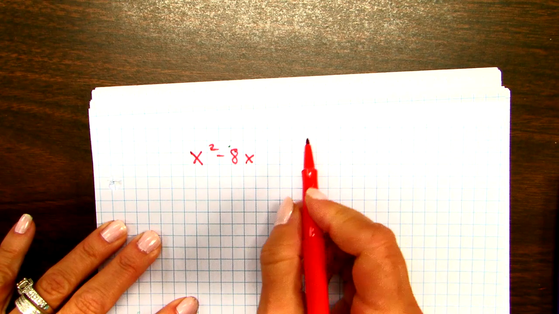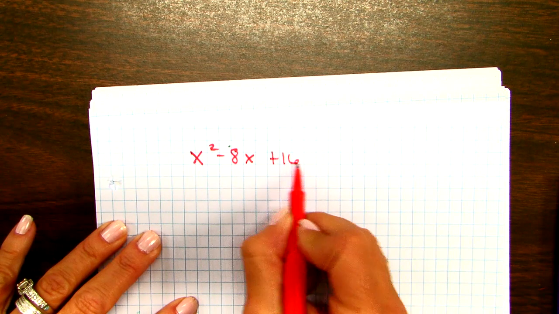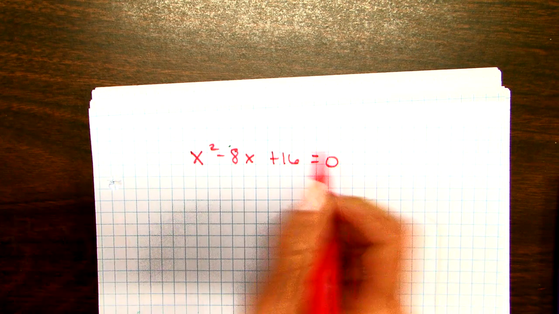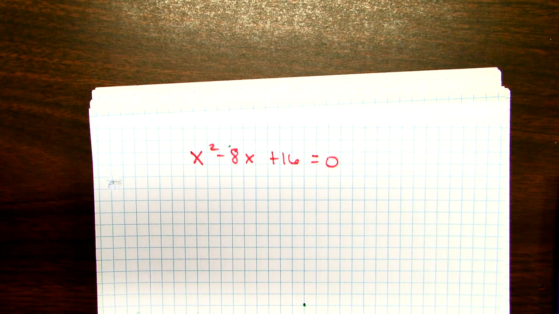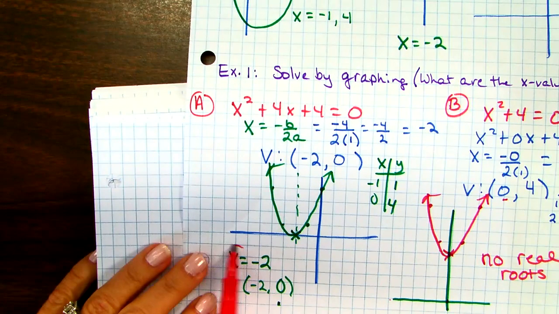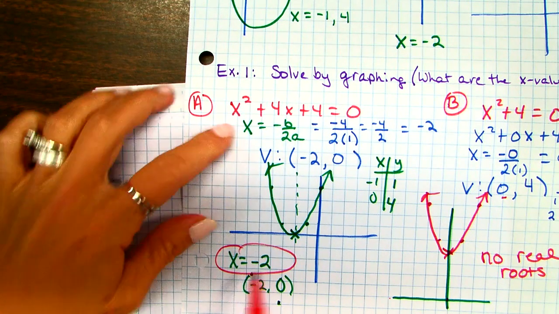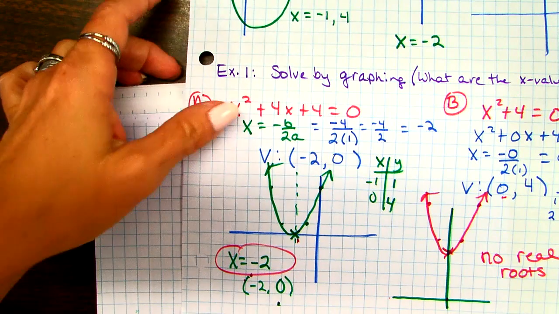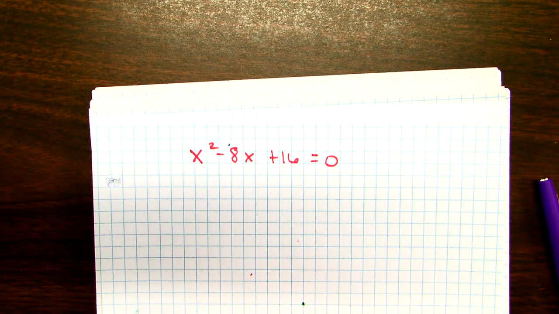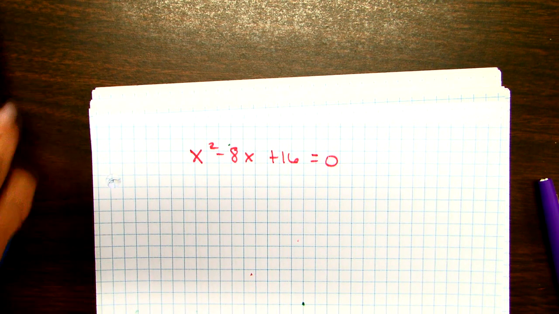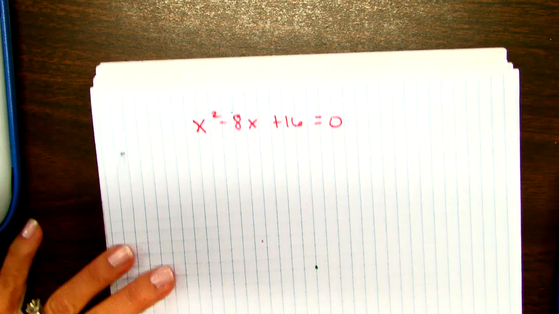Oh, this is one solution. Did you do the first example? Yeah, I think the first one. This was the solution right here. Where it touches the x-axis, x is -2. That's the solution.